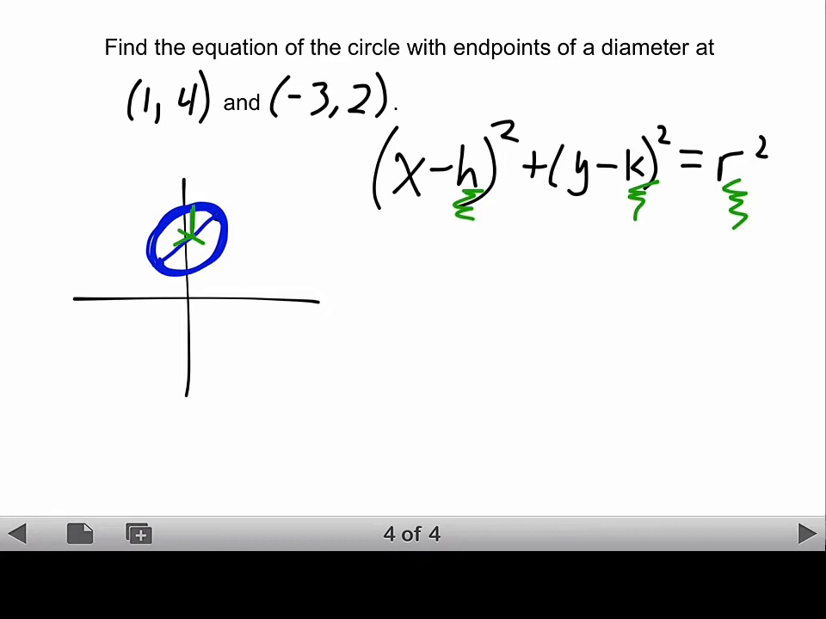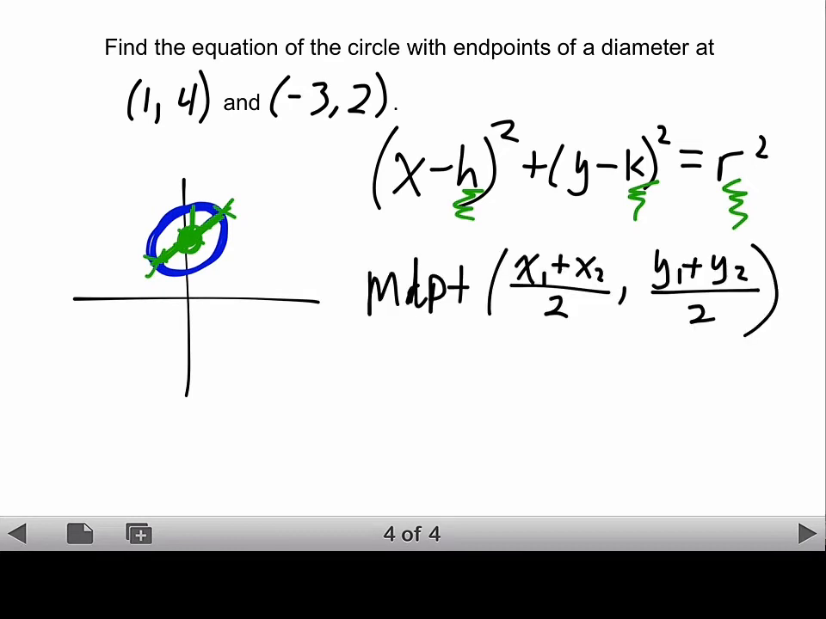So, how am I going to find the center? As it turns out, the center happens to be the midpoint of the diameter. So let's recall the midpoint formula. The midpoint formula is the average of the x-coordinates and the average of the y-coordinates: ((x1 + x2)/2, (y1 + y2)/2). That midpoint is going to give us the desired h and k.